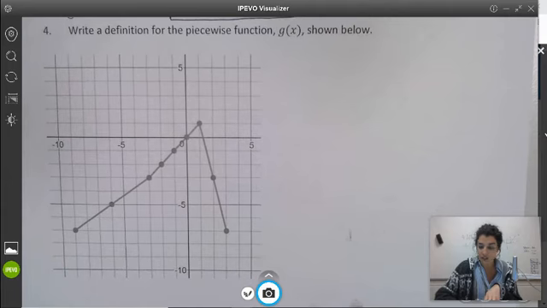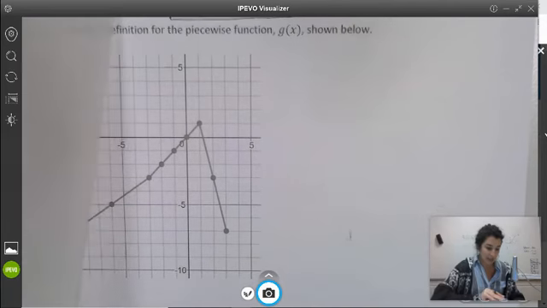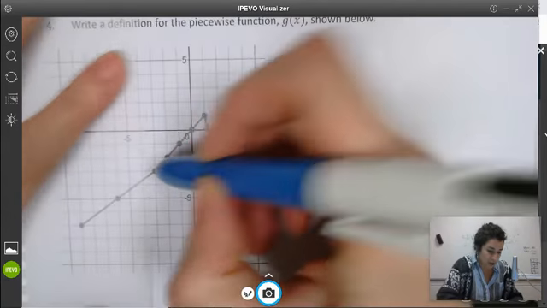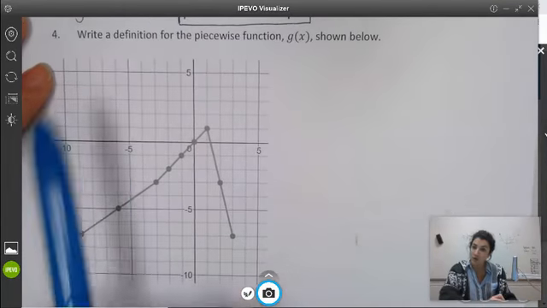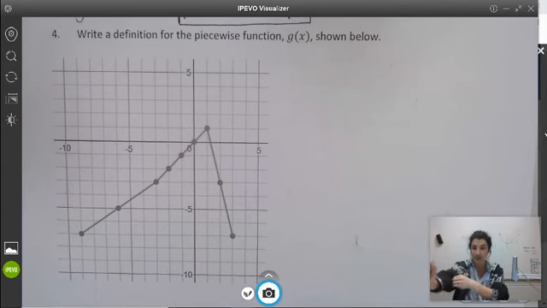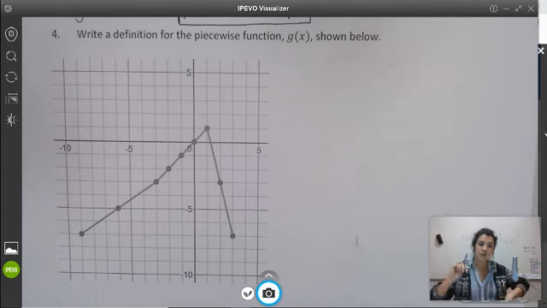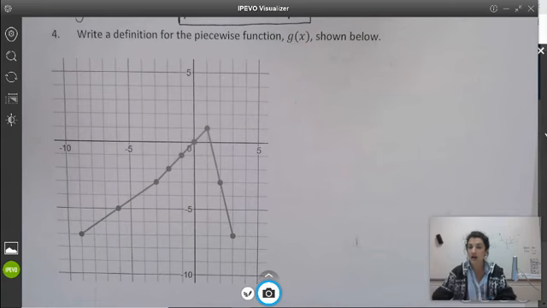Another way that we practice using linear equations and linear graphs is when we're talking about piecewise functions. We're going to write a definition. In other words, we're going to write the equation that's represented on this piecewise function. I want you to take a second and analyze this graph.